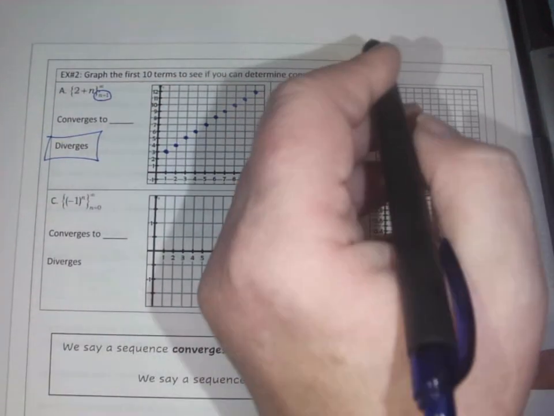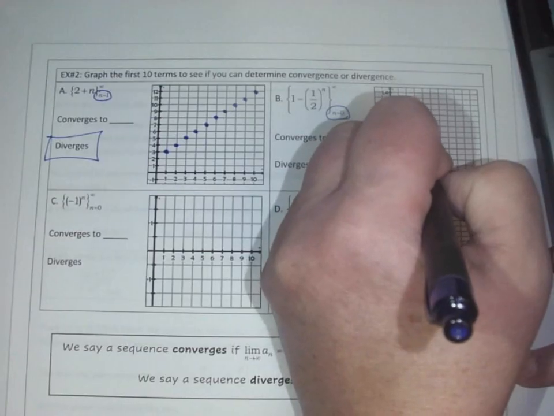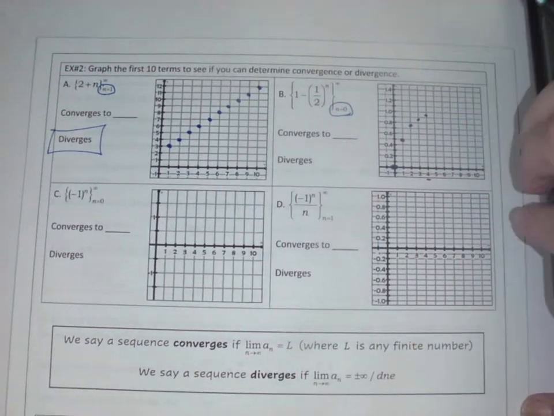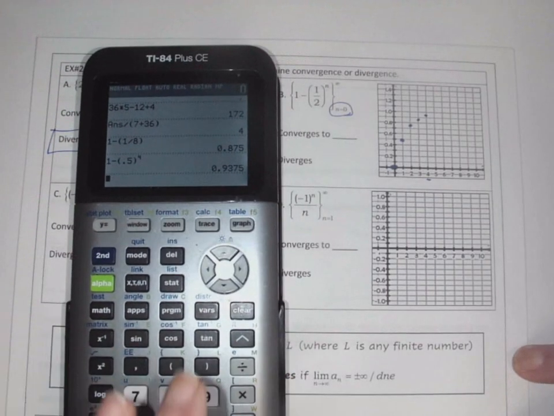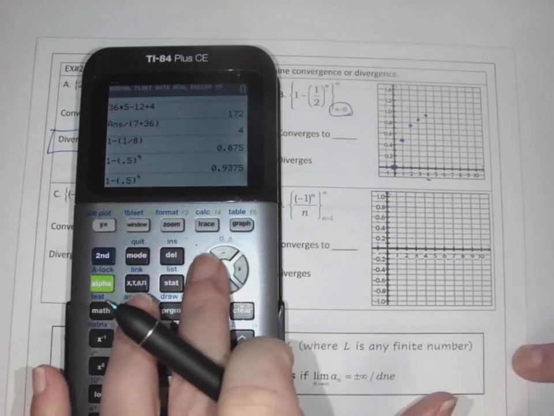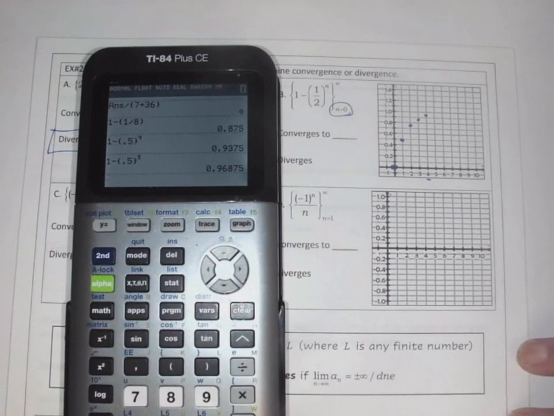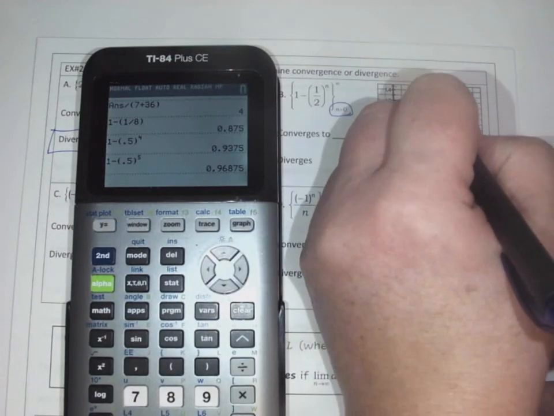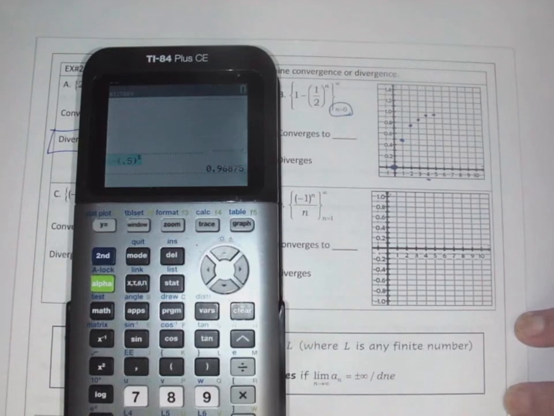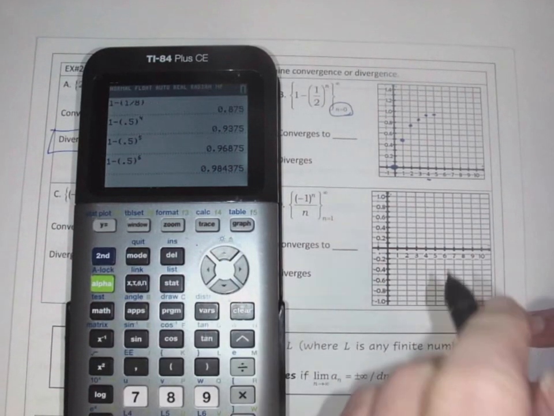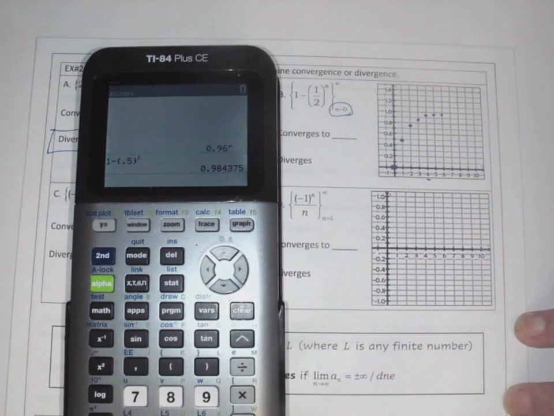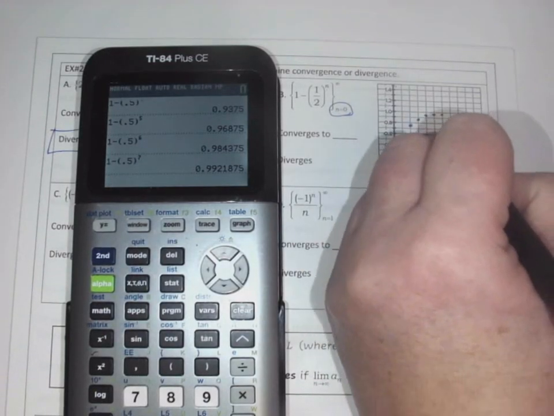So 0.9375. And I'm just using my calculator. 0.9 is right there. And so you can see on my calculator, I'm just going to copy and paste this guy and change this exponent each time. So 0.9687. And as I continue doing this, you can see that I'm getting closer and closer to 1. 0.992.